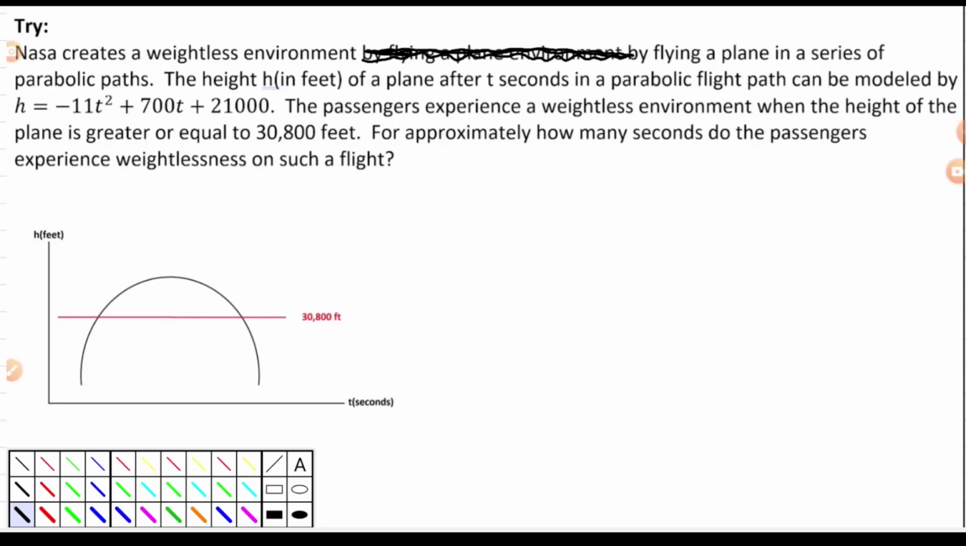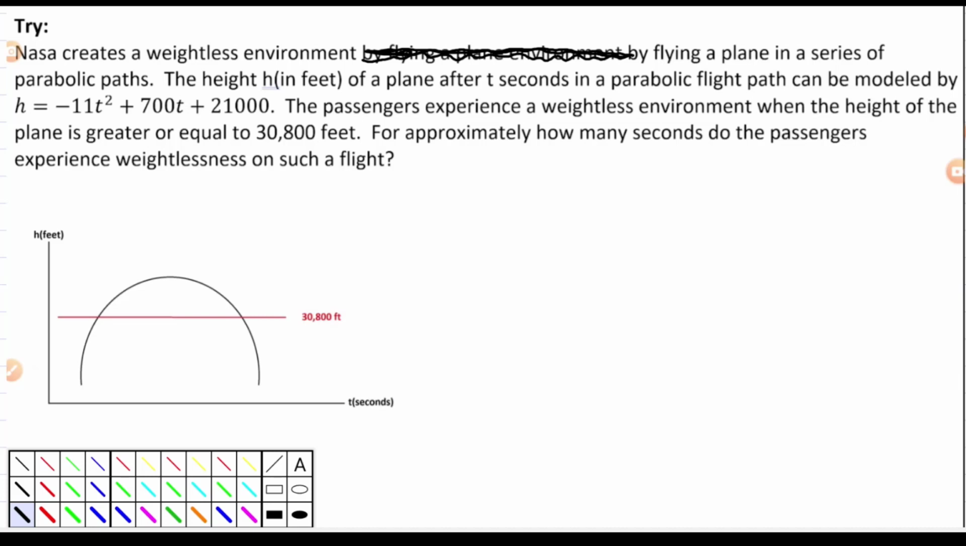All right, let's try this problem. Again, this is a large paragraph, and I had a little typo in there, so I'm just deleting that. It says NASA creates a weightless environment by flying a plane in a series of parabolic paths. The height h in feet of the plane after t seconds in a parabolic flight path can be modeled by this equation. The passengers experience a weightless environment when the height of the plane is greater than or equal to 30,800 feet. For approximately how many seconds do the passengers experience weightlessness on such a flight?